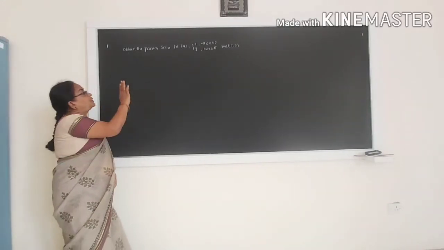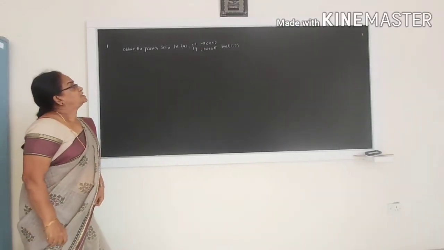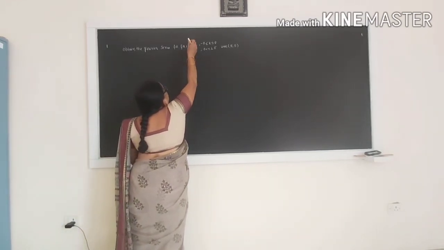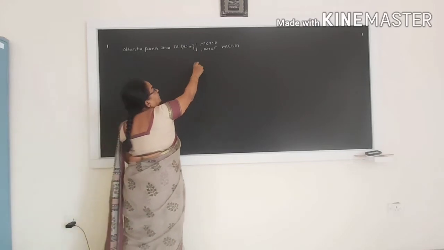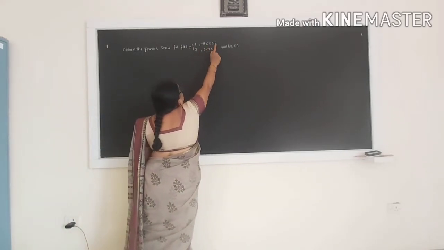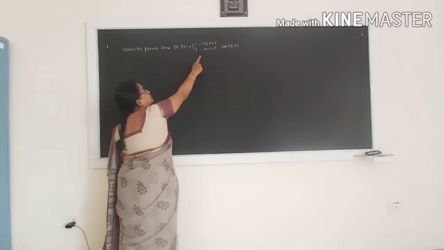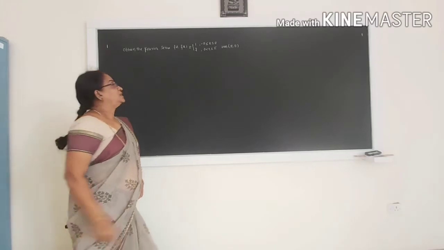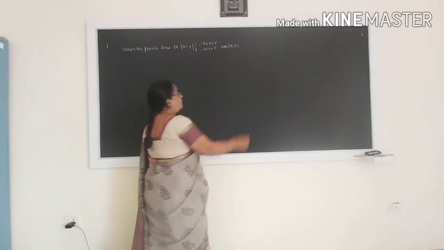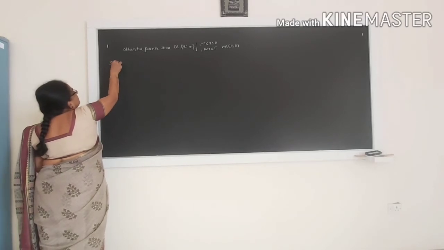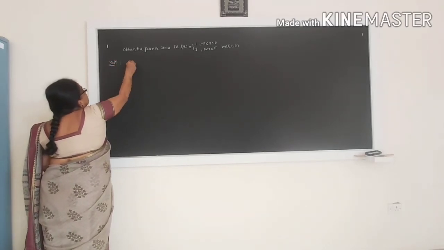Let us try to obtain the Fourier series for the function f of x, where f of x is defined like this. It is equal to 1 in between the values minus pi and 0, and it is equal to 0 in the interval 0 and pi, over minus pi comma pi. We know that the solution for this is like this.